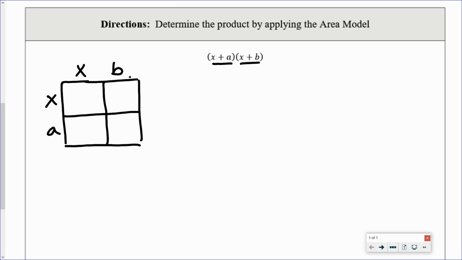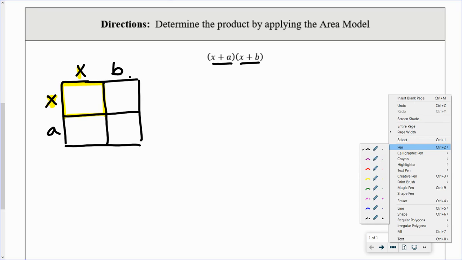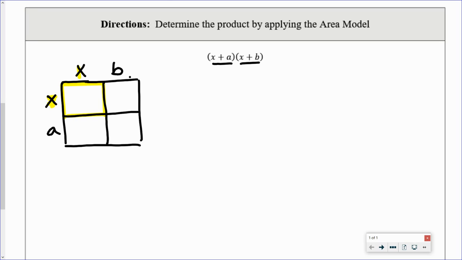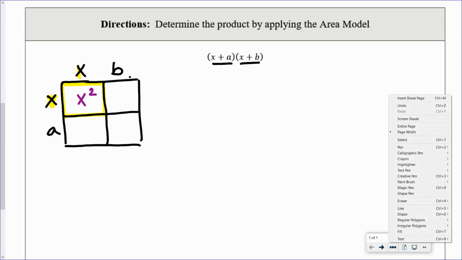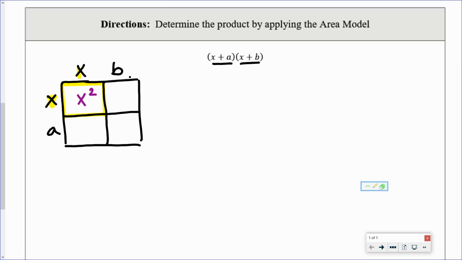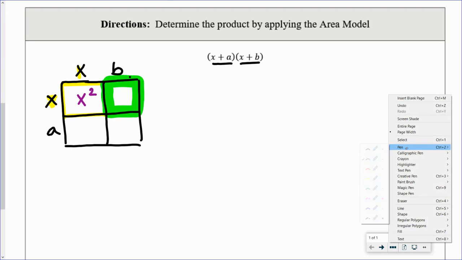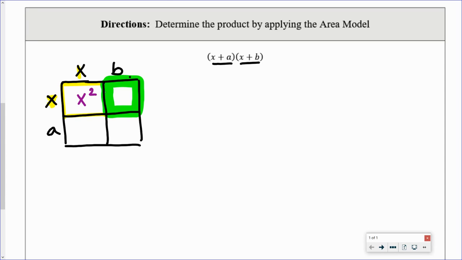So let's take a look at the dimensions of each of the regions so we know how to find those areas. This first region, the top left-hand region, which I'm going to highlight in yellow, has dimensions x by x. So to find that area, we're just going to multiply x times x, and that's going to give us, of course, x squared. So it looks like we get a quadratic term up in the top left-hand corner. The next region that we're going to look at is this one that I'm going to highlight in green, and that region has dimensions x by b. So to find the area of that region, we're going to multiply x times b, and that's going to give us bx.